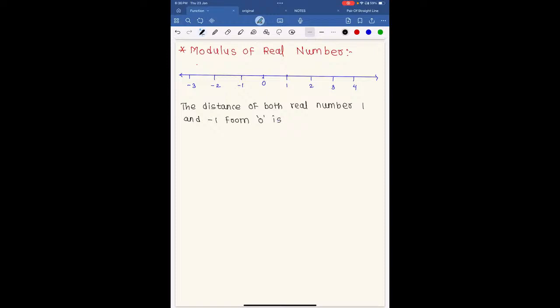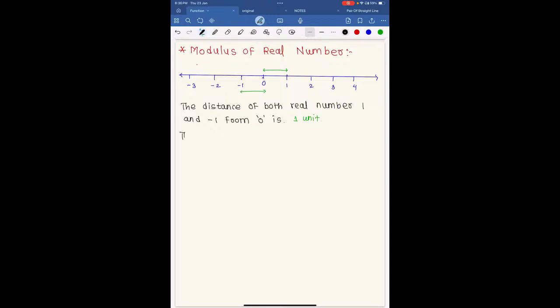Tell me, what is the distance of both real numbers 1 and -1 from 0? What is the distance of 1 and -1 from 0? We have to find the distance. What is the distance of 0 and 1? And what is the distance of -1 to 0? How many units? Any guess? So the distance of both real numbers 1 and -1 from 0 is 1 unit.